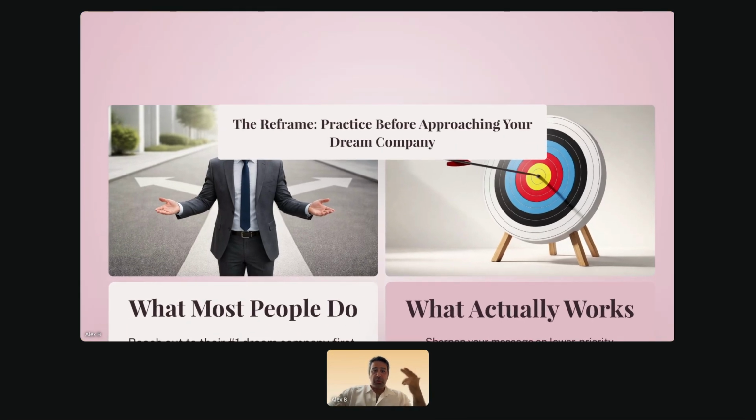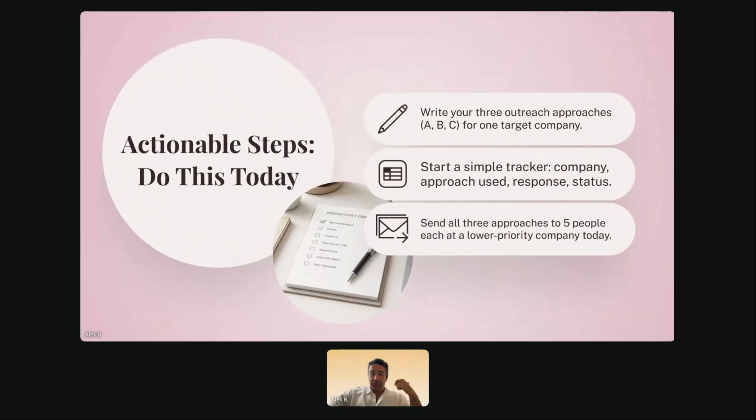Okay, so actionable step. Do this today. Write down your three outreach approaches, A, B, C, for one target company. You start with one dream company. Start a simple tracker: company, approach, used, response, status.